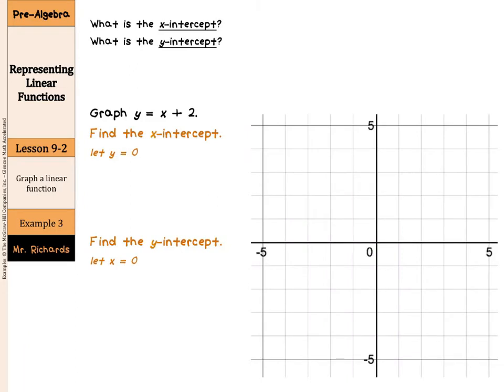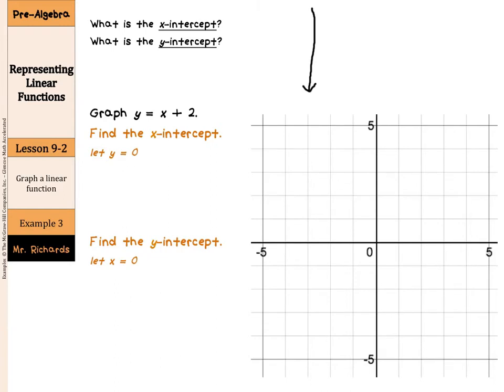So now that we've solved linear functions with two variables by making a table of ordered pairs and using function equations, we can now look to graph linear functions using ordered pairs. And we're going to do this by using the x and y intercepts. And to figure out what the x and y intercepts are, I think the best way is actually to draw a picture.